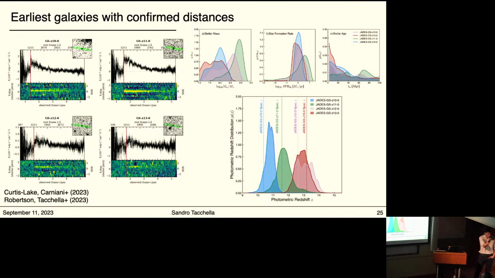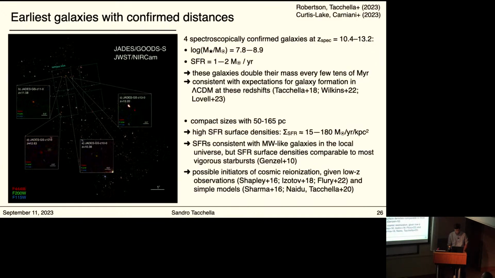But because now we know how distant those galaxies are, we are able to measure their stellar population properties quite well. The uncertainties are large, as you see, but we have a rough estimate of the stellar masses, the star formation rates, and the ages of the stars in those galaxies. And so what we find is that these 4 spectroscopically confirmed galaxies have stellar masses of the order of 10 to the 8, 10 to the 9 solar masses, and star formation rates of about 1 to 2 solar masses per year.